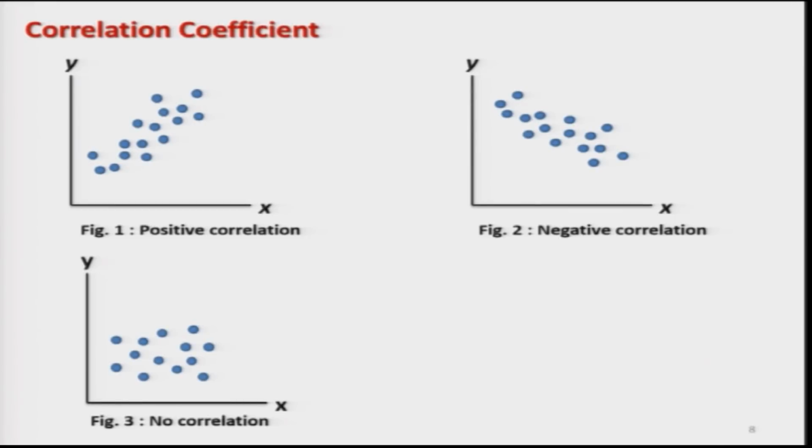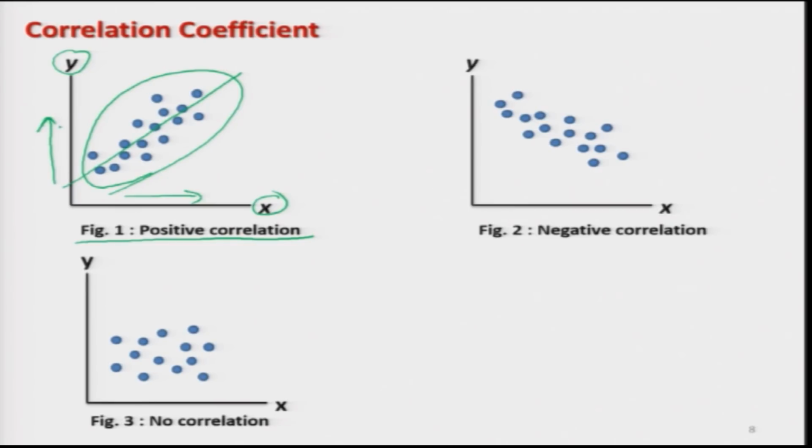Now, if you try to represent these situations, what will happen? Suppose I take observations on two variables x and y and make a scatter plot. You can see in figure number 1 that the observations are like this, and a trend line can be fitted which will pass through like this. So when the values of x are increasing, the values of y are also increasing, and so we say that the relationship is positive and there is a positive correlation.